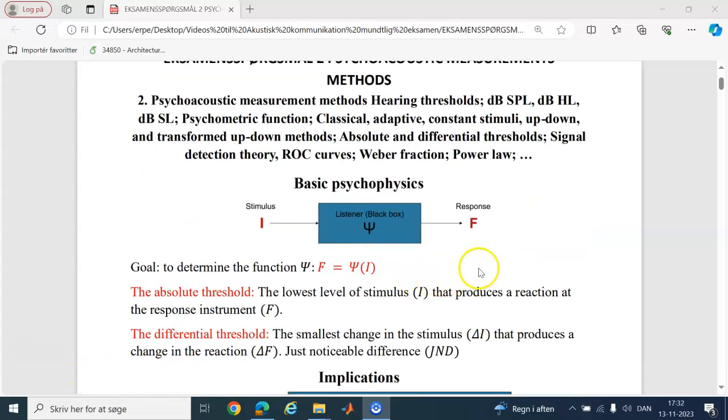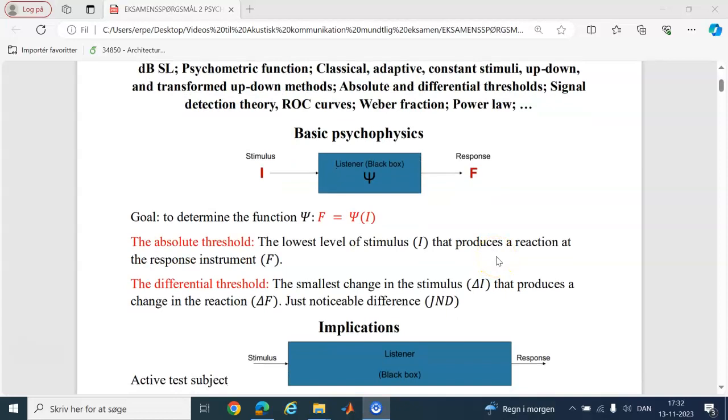Basic psychophysics. We have a stimulus and a listener, a black box we call C, and a response. The goal is to determine the function C, where the response F is a function C of the stimulus I. The absolute threshold is the lowest level of stimulus I that produces a reaction at the response instrument, the lowest stimulus that makes a response.